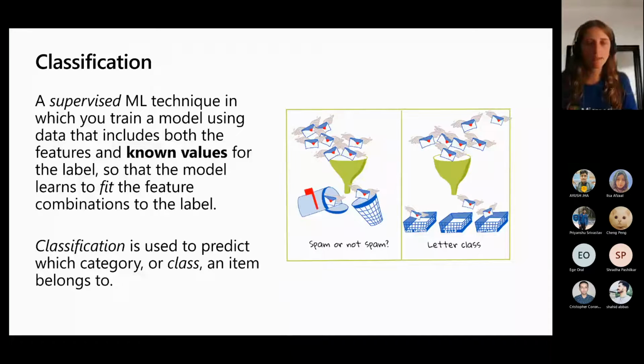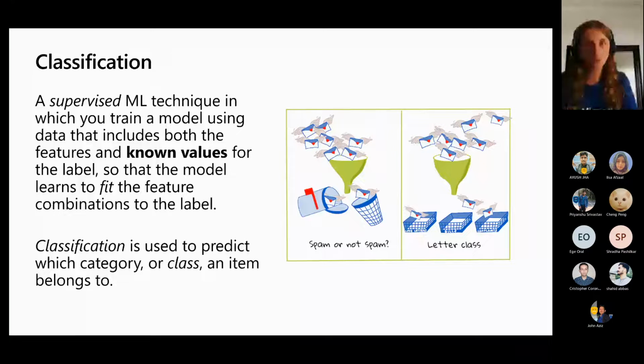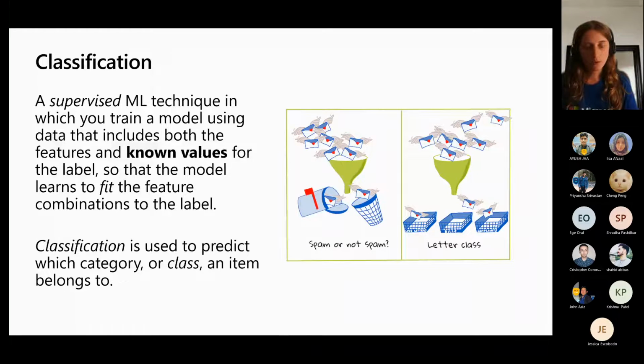If you want to assign multiple categories to the incoming email, like work letters, love letters, complaints, or other categories, in this case, a binary classifier is no longer enough, and we should develop a multi-class classifier. So classification is an example of what is called supervised machine learning, in which you train a model using data that includes both the features and known values for the label, so that the model learns to fit the feature combinations to the label. Then after training has been completed, you can use the trained model to predict labels for new items for which the label is unknown.